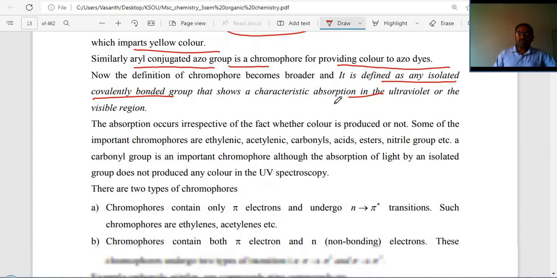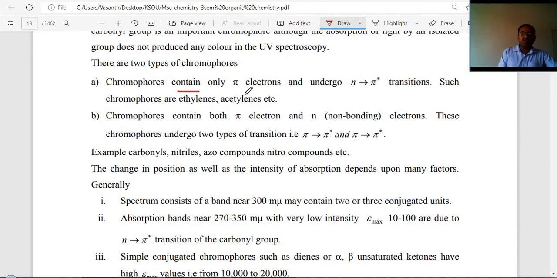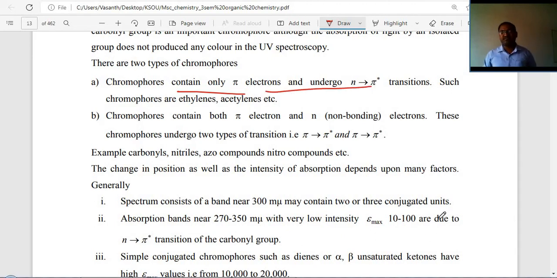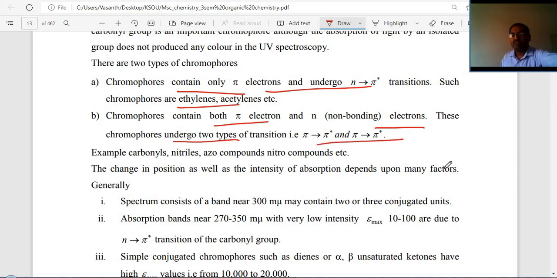There are two types of chromophores. Chromophores containing only pi electrons undergo pi to pi star transition, such as ethylene, acetylene, etc. And chromophores containing both pi electrons and non-bonding electrons undergo two types of transition, that is n to pi star and pi to pi star. For example, carbonyls, nitriles, azo compounds, nitro compounds, etc.